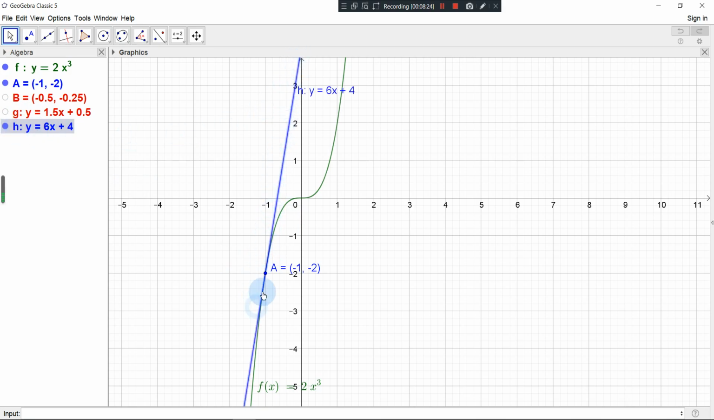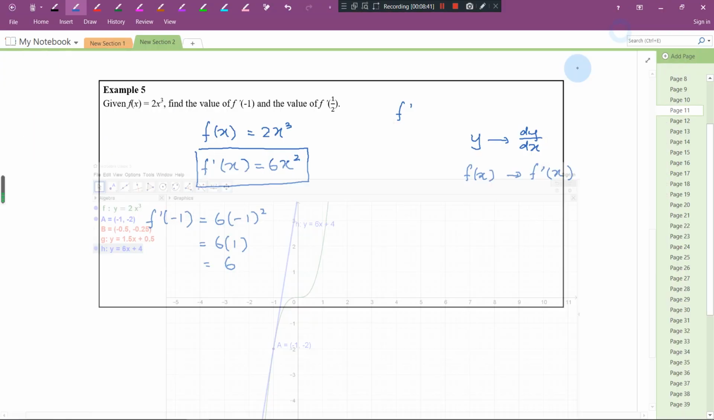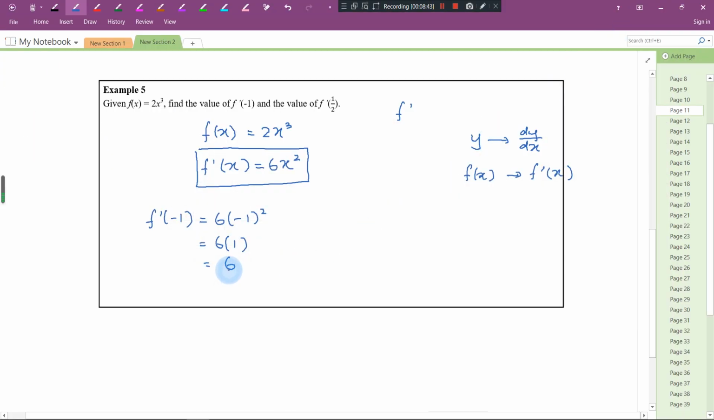This is a tangent of this curve, y equal to 2x cubed, at the point A. The coordinate is negative 1, negative 2. So you look at this, y equal to 6x plus 4. The gradient is equal to 6. So actually what we got here is the gradient of the tangent. Let's try another one.